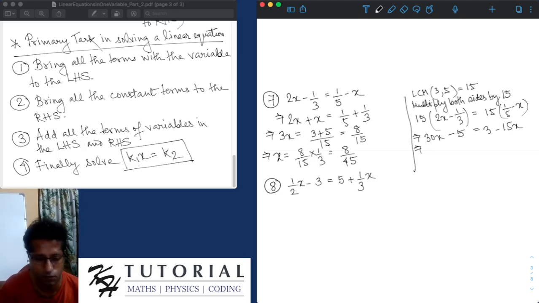This extra work you will only do if you are not comfortable with addition and subtraction or doing arithmetic of fractions or decimals. So now we will bring all the x terms to the left hand side and all the constant terms to the right hand side. That will make the equation 30x plus 15x equals 3 plus 5. If I add up the terms, it becomes 45x equals 8, and now we know that x equals 8 by 45. So we got the same solution.